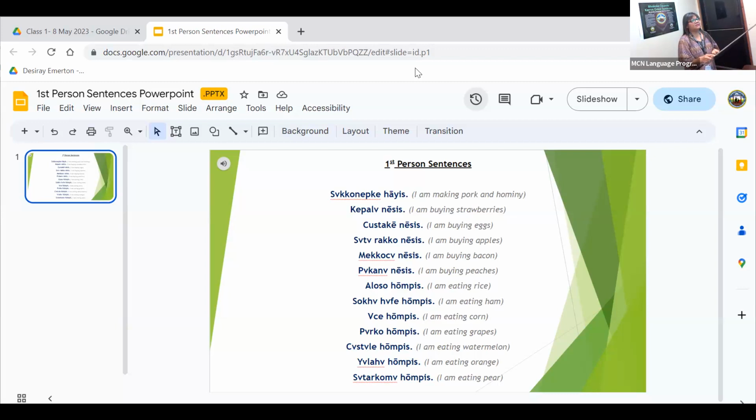Sadatako nises. Migoja nises, I am buying bacon. Pagana nises, I am buying peaches. Oloso humbes, I am eating rice. Saka puffy humbes, I am eating ham. Aji humbes, I am eating corn. Patko humbes, I am eating grapes. Justale humbes, I am eating watermelon. Yalaha humbes, I am eating orange. Sarafoma humbes, I am eating pear.